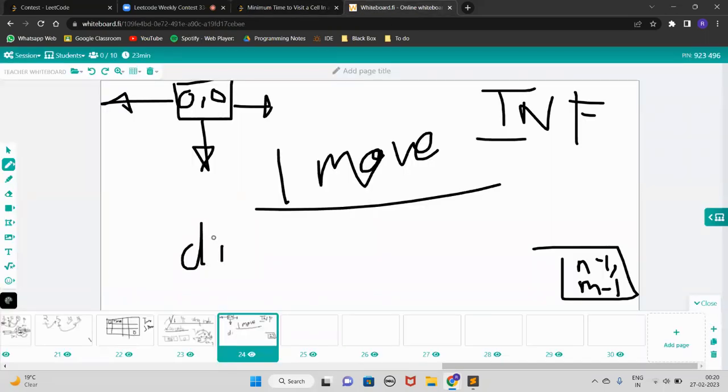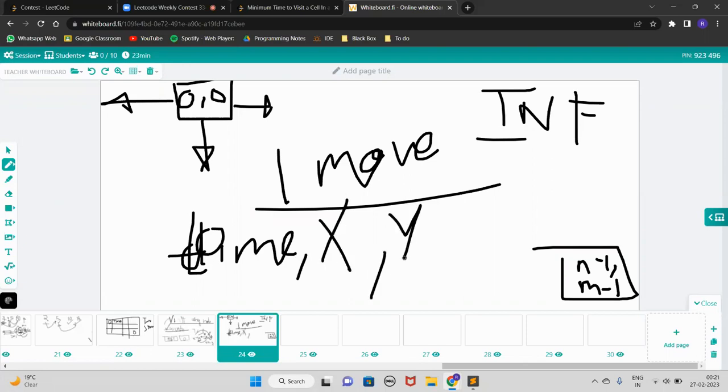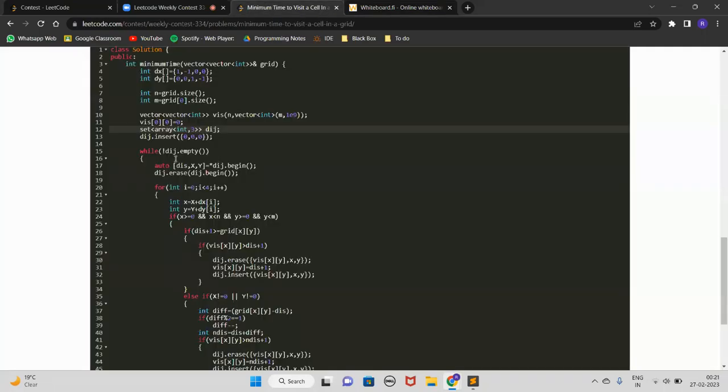One is the distance or the time. In this problem, time makes more sense. Next is the x coordinate of the cell and the y coordinate of the cell. So these are the three things that I am sending. And initially at the beginning, Dijkstra will be initialized with 0 comma 0 comma 0.